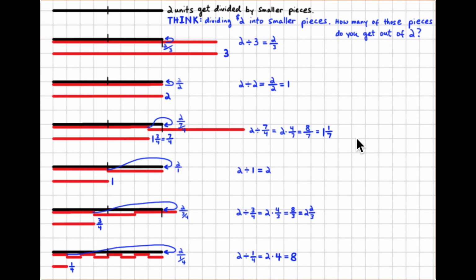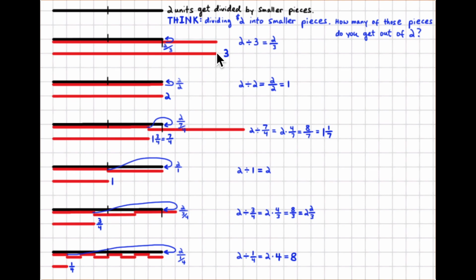So here are all the images together. And so think of this 2 units as, for example, $2, or you can think of it as 2 feet. Anything that's 2 units, and those 2 units, or $2 in this case, are being divided up by smaller and smaller pieces. So it starts out by dividing $2 up by $3. For example, so how many of these $3 can you get out of $2? Then divide by $2, then divide by $1.75, then divide by $1, then 3/4, and then finally 1/4.